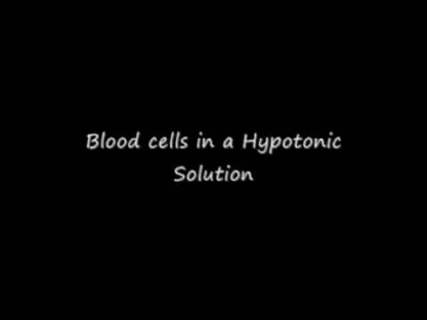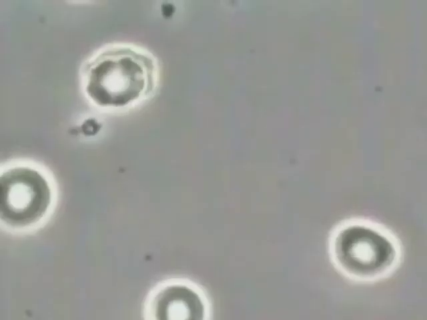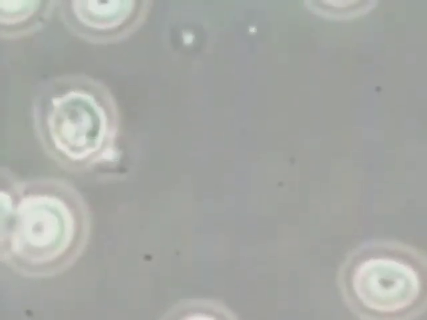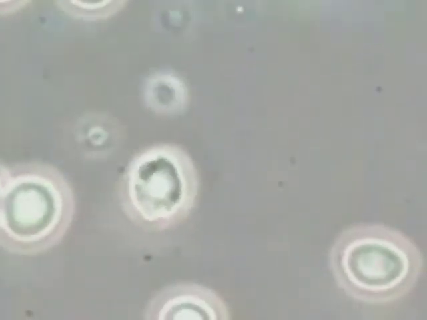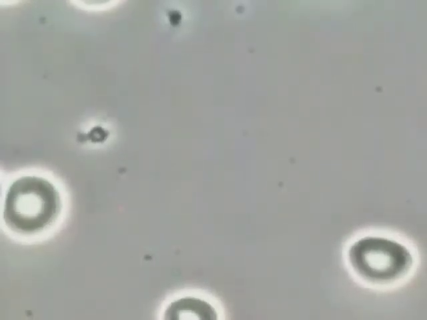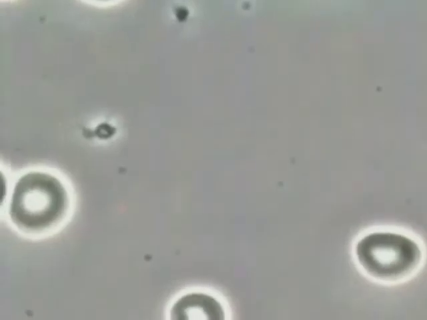Here's an example of some blood cells in a hypotonic solution. This is kind of difficult to see, but notice how the discs in the center of the red blood cells begin to lose their shape. This is because pure water is being passed over them. Because there's a greater concentration of water outside the cell than inside, water moves in, causes the cell to swell, and eventually burst.